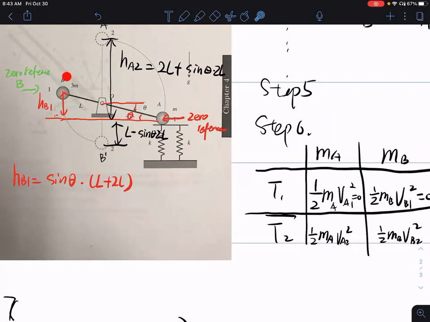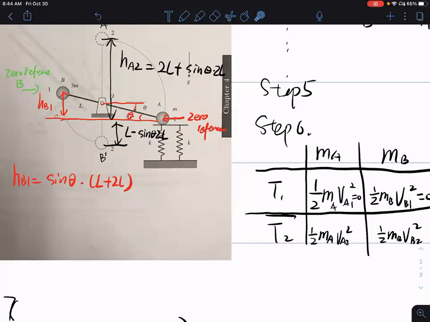But that would change the potential energy for particle B and A at position 2. At position 2, the potential energy of A is still going to be mgHA, the height from there to where we set up the 0 reference point for A. But for particle B, it's going to be from this point all the way to here. So the height is all the way from here to the position of B at position 2. So it depends.